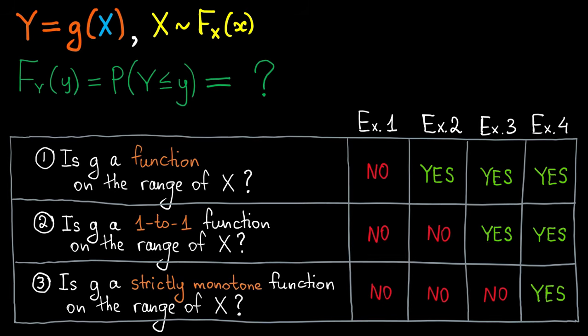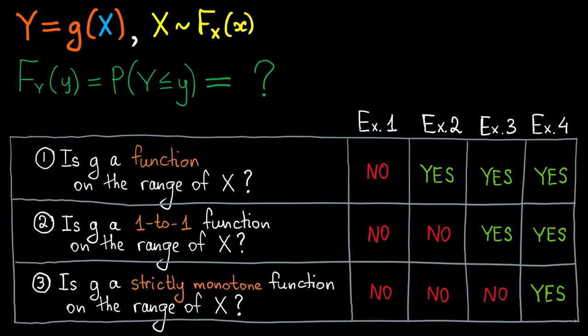So let's develop a methodical approach here where we will ask three questions. The first question we will ask is whether g is a function on the range of x. The second question we will ask is whether g is a one-to-one function on the range of x. And the third question we'll ask is whether g is a strictly monotone function on the range of x. A strictly monotone function is automatically one-to-one, so that third question is asking for something more than the second question.